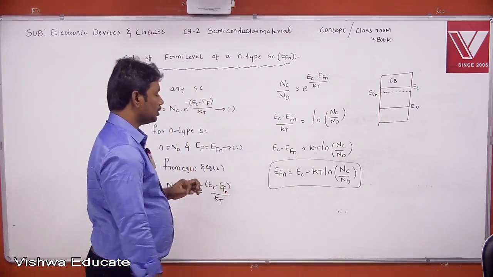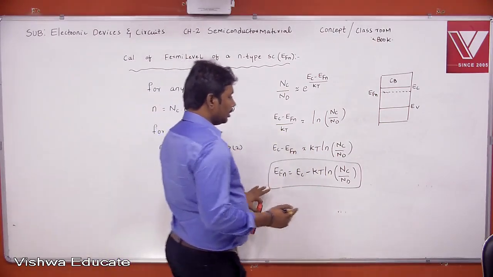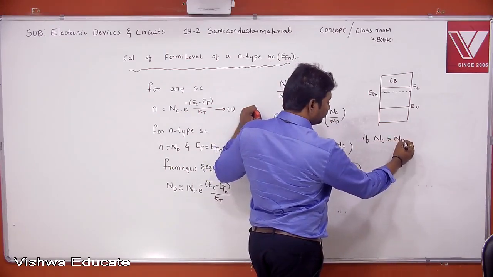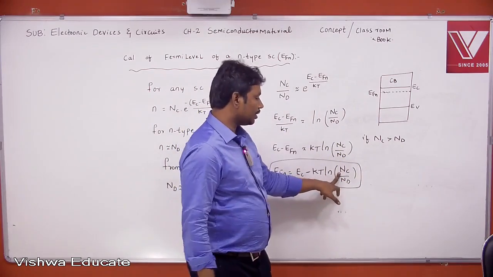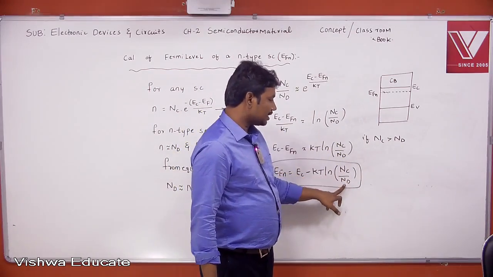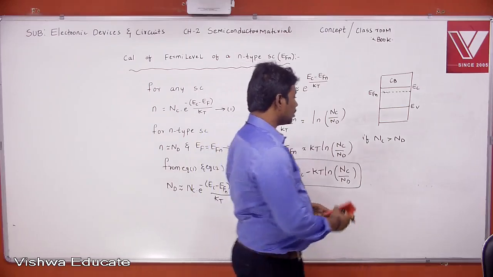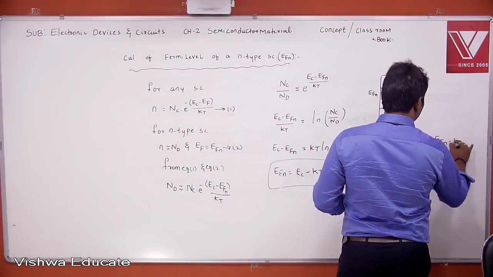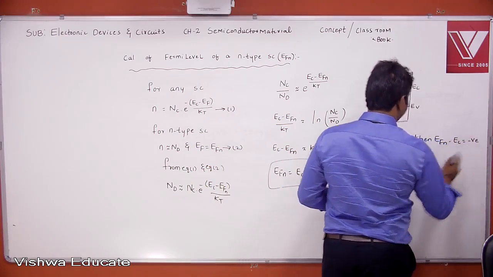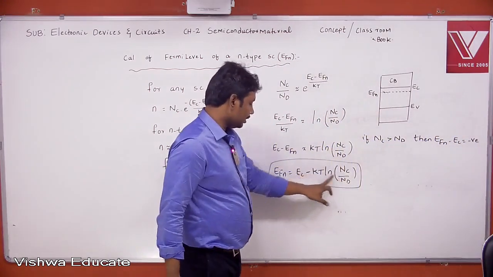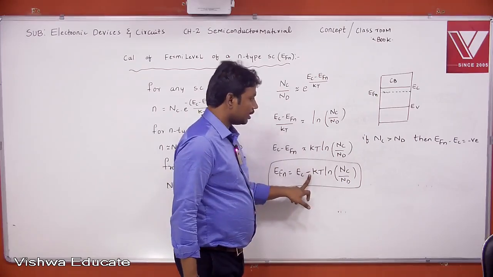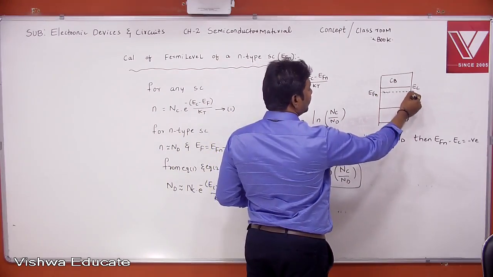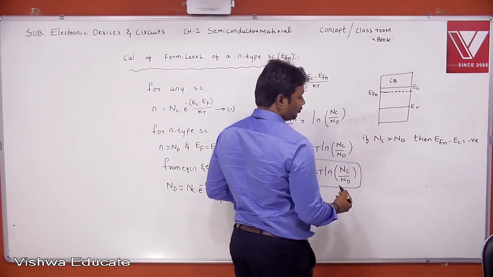Note. See, if Nc is greater than Nd, what is Nc actually? Density of energy states in the conduction band, which is greater than the donor concentration. What about the EFN minus EC actually? EFN minus EC is negative, right? If Nc is greater than Nd, this EFN minus EC is negative. Then where is the Fermi level actually? The Fermi level lies below the conduction band, right?